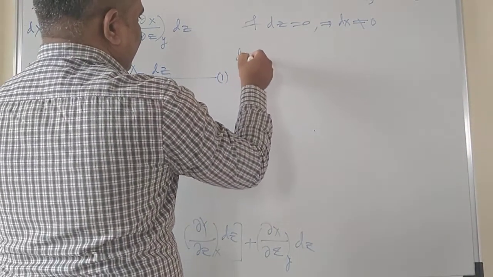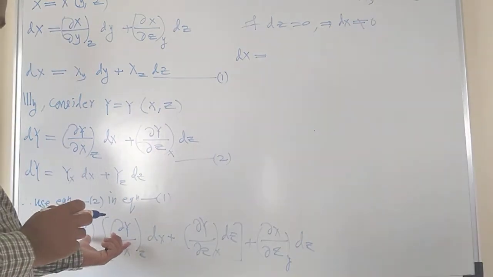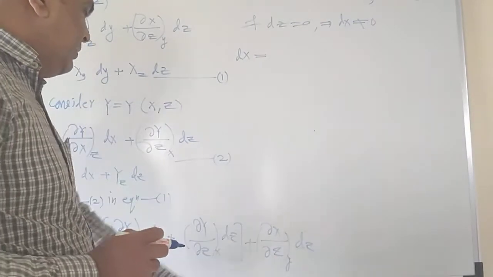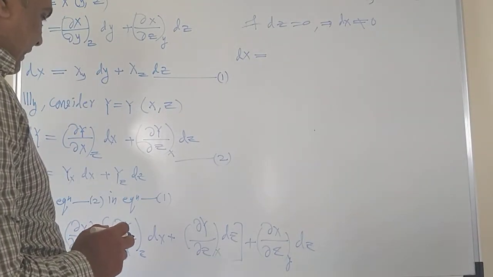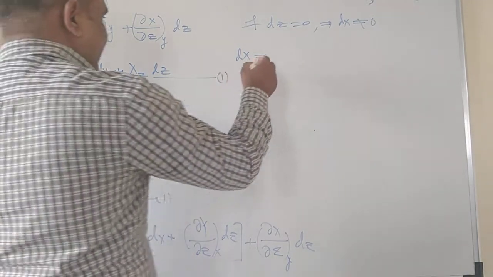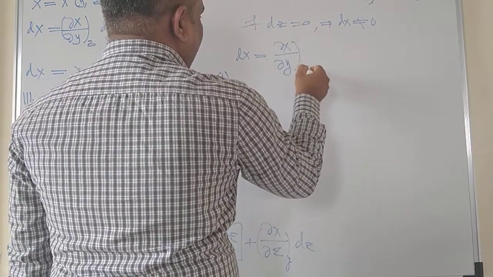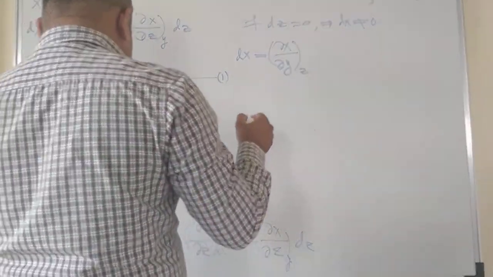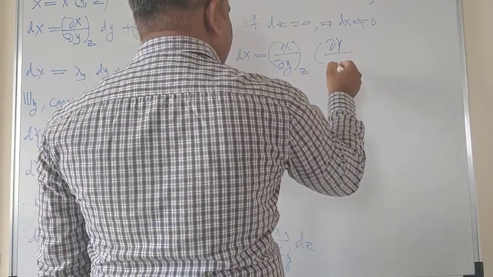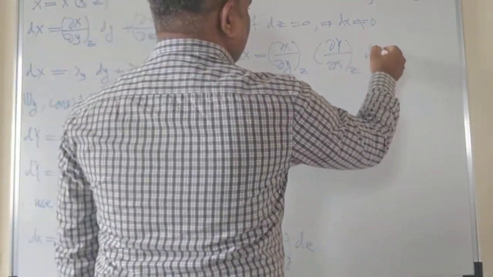So therefore you will get dx equal to, now you will be left with only this one term, because here is a dz and the second term is also dz. So those two terms will vanish and you will get only one term, and that term is equal to dou x by dou y when z is considered as a constant, into dou y by dou x when z is considered as a constant, into dx.